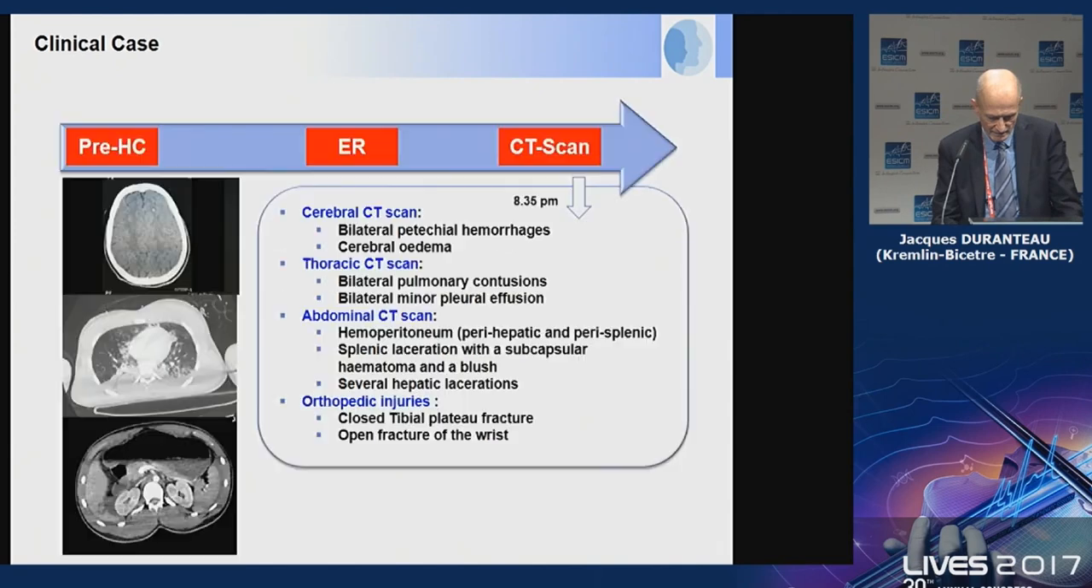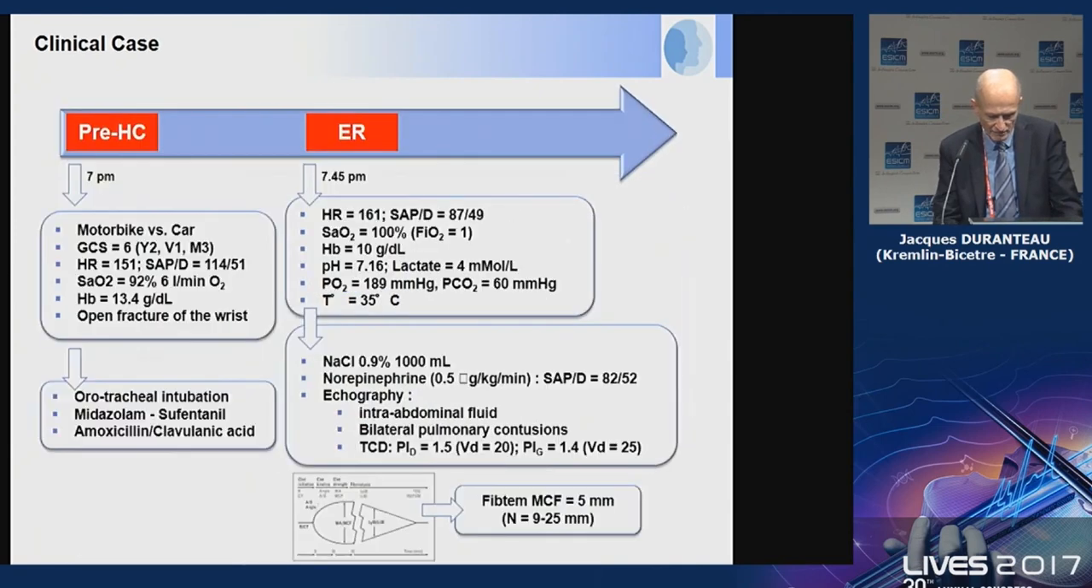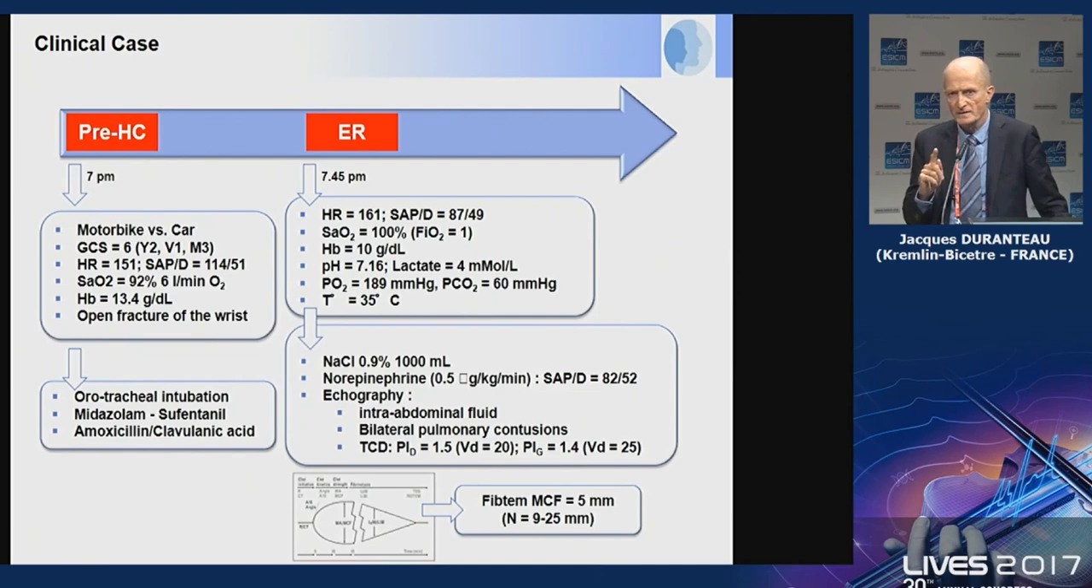Just go back to the initial hemodynamic. You can see that the hemoglobin of the patient initially seems not so bad. But we have to keep in mind that in a young guy, the normal hemoglobin is maybe more 14 than 13. So 13, and we did a study on this, 13 is low. It starts to be low. So we have to be concerned about this.